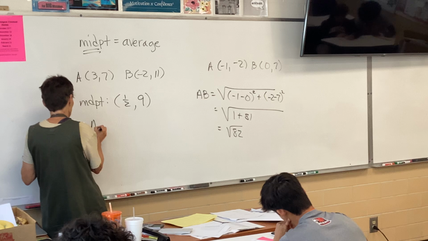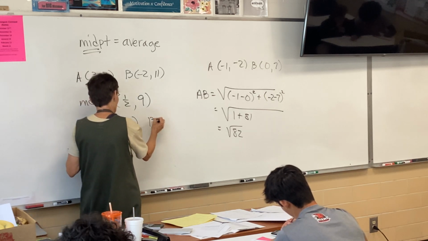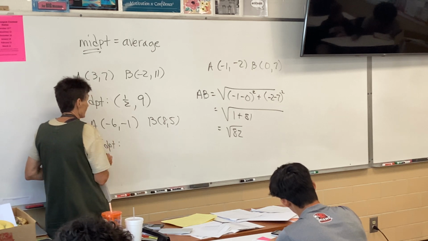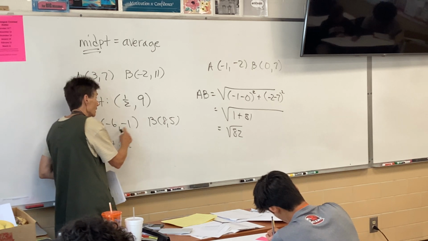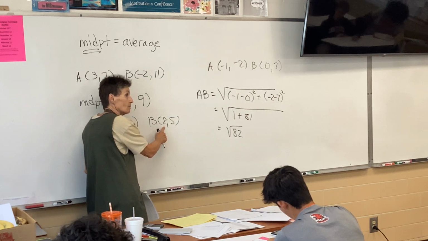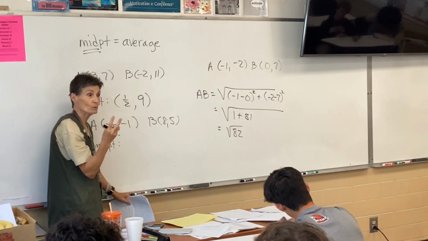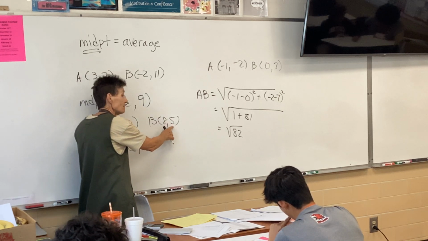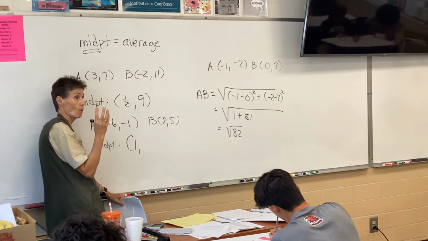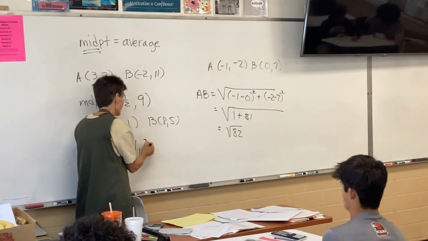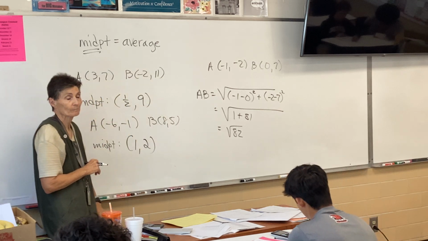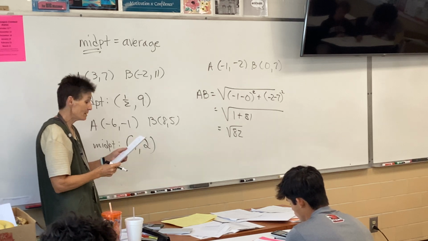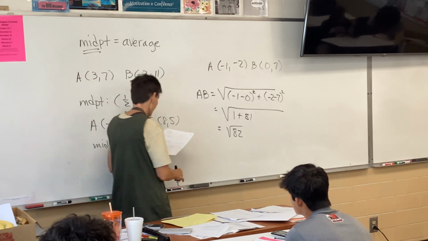Okay, what about the next one? -6 plus 8. Well, -6 plus 8 is 2, but divided by 2 is 1. -1 and 5 is 4. Divided by 2 is 2. Done. Are you okay with that? Please don't make that hard. Midpoint is average.